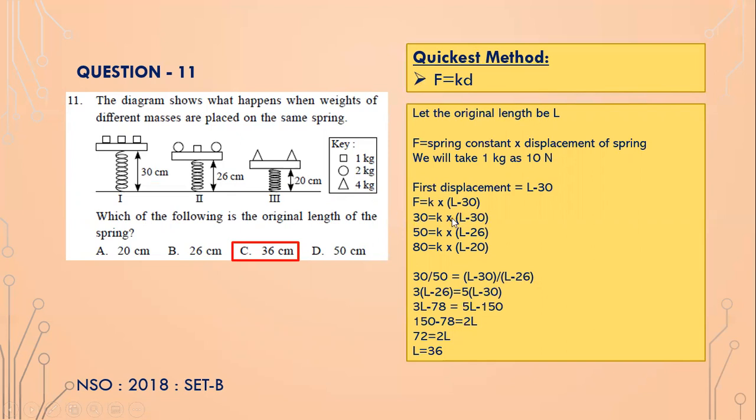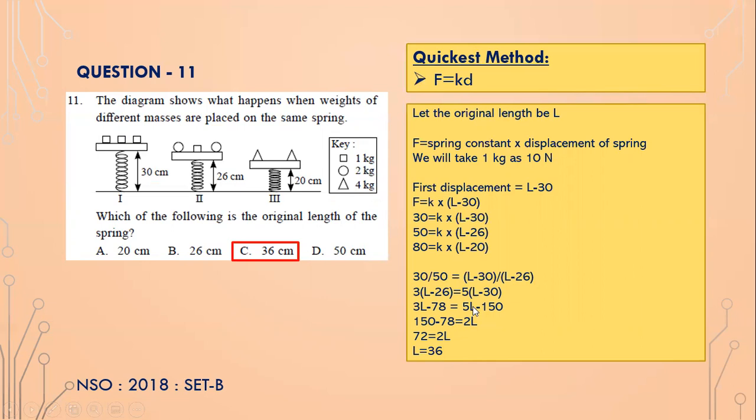Now divide equation 1 by equation 2. So 30 upon 50 is, K will get cancelled, L minus 30 upon L minus 26. The 0 will get cancelled, and this L minus 26, when it comes here, will cross multiply. So 3 into L minus 26 is equal to 5 into L minus 30. So 3L minus 78 is equal to 5L minus 150.